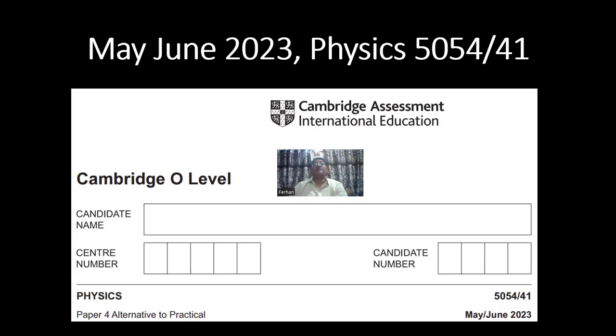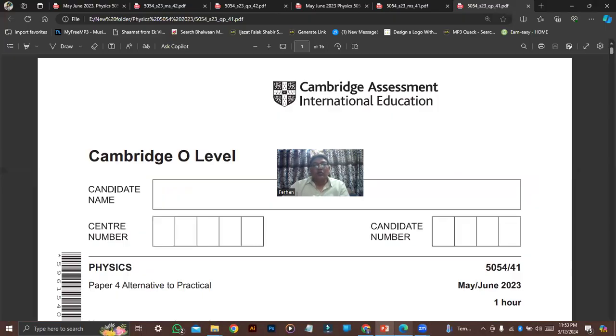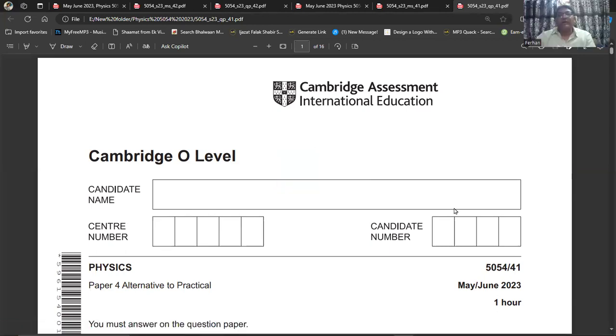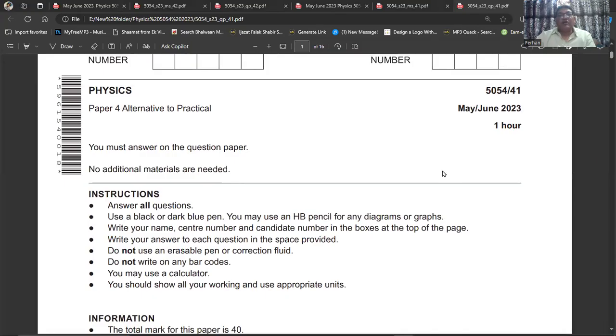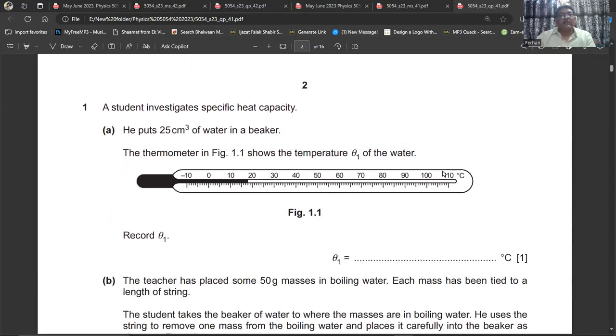We have selected the May-June 2023 4-1 paper, and this paper 4 belongs to Zone 1. So let's start. Here we have today's paper, and the time allowed is 1 hour. The total marks for this paper are 40. And here we go.